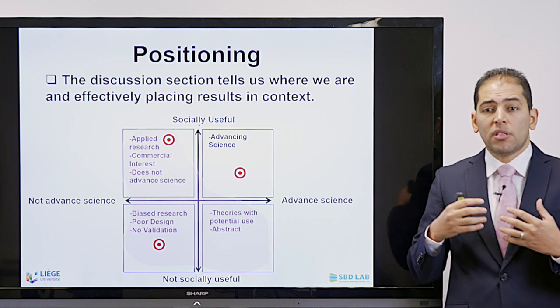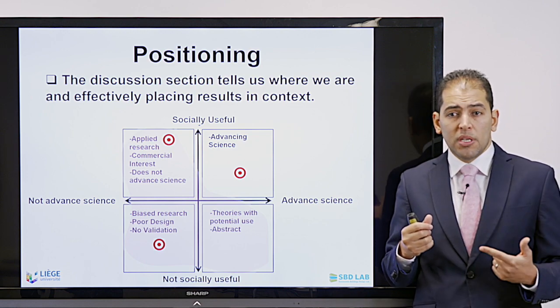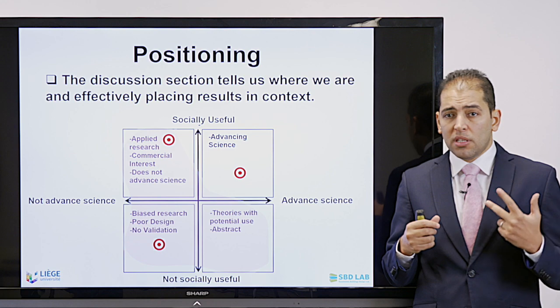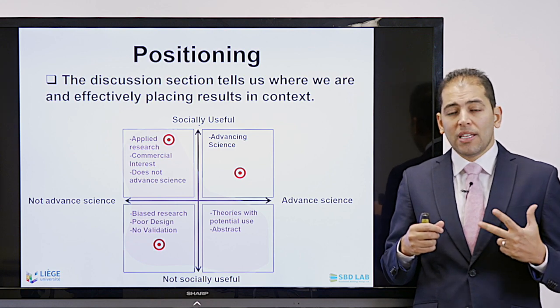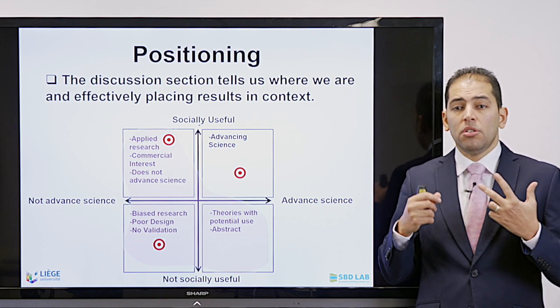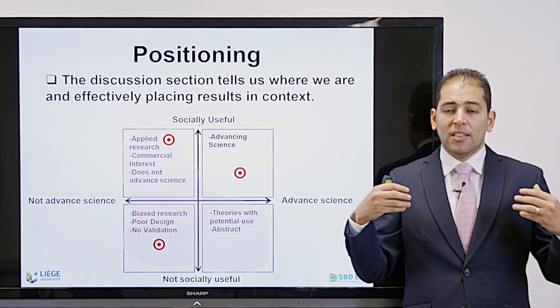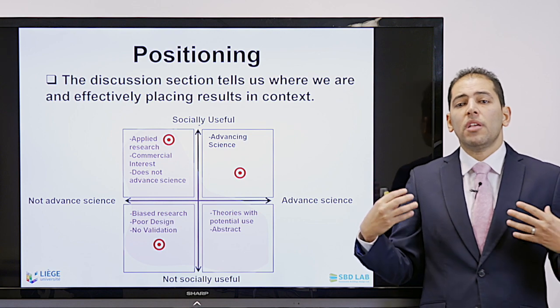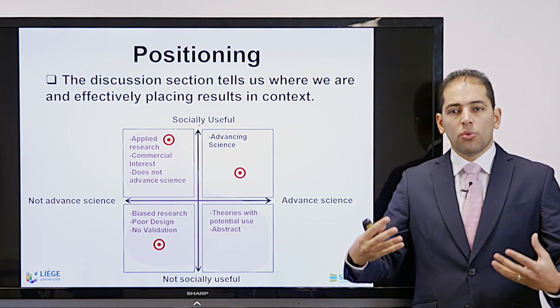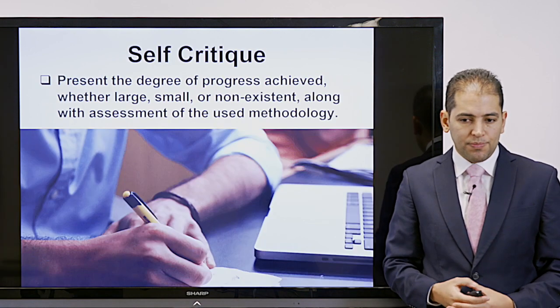However, when we are talking about a master thesis, or a PhD dissertation, or a scientific article, in any case, those 3 types of manuscript, you need to make sure that you are in the top right quadrant where you are advancing science, and therefore in the discussion section it will be very important that you show how your work advanced science.